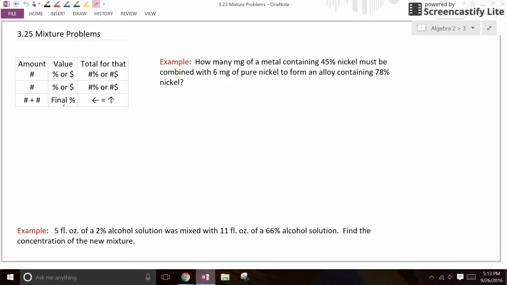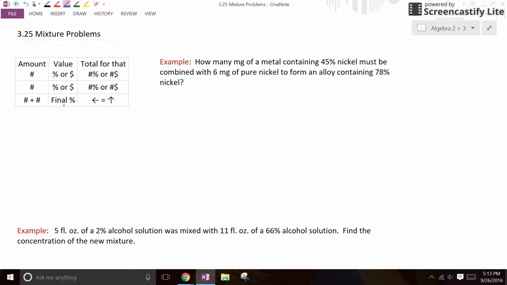So here's the way that I do it. I end up making myself a little table, as you can see right there on the screen. What I do is I put the amount of units in one, then the percent or the money value in the other, and then I multiply that together, and that's the total for that amount. You can see I do that for both items, and then I have to add going down.